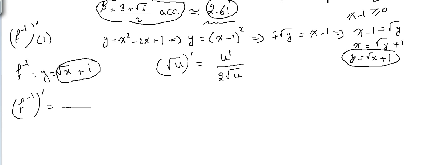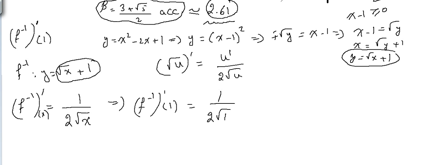So what is the derivative of the x inside? It's 1 over 2 radical x. This is f inverse prime of x. But we need to find f inverse prime of 1. So we substitute instead of x its value, and it's going to be 1. This means 1 over 2 is the f inverse prime of 1.